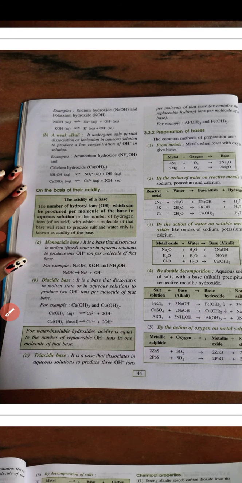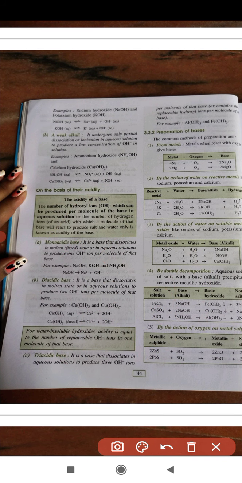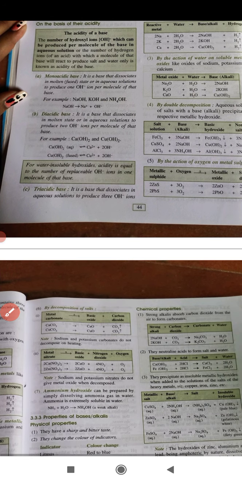Now preparation of bases, you just read, you can easily understand. Action of water with reactive metals, they will produce base, and action of water on soluble metal oxide, I told you, metal oxide will produce bases. Okay, so by double decomposition, these examples are very important, those reactions you must read, there is nothing to explain. Okay, you need to make a table and remember these reactions, they are very important. Sodium and metal nitrate, when heated, will produce basic oxides. Okay, basic oxide, basic hydroxides, those things you know.